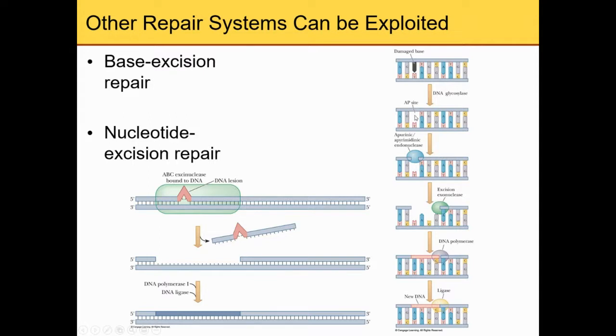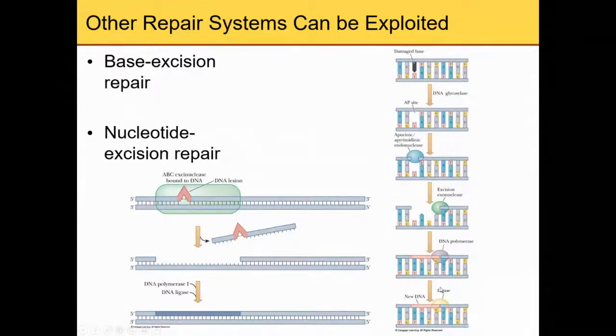Then an apurinic or apyrimidinic endonuclease severs the DNA strand, and then an excision nuclease removes this AP site. So basically, you remove the nitrogenous base, and then you remove the sugar phosphate. Then you have a DNA polymerase to repair this gap, and finally ligase to ligate.